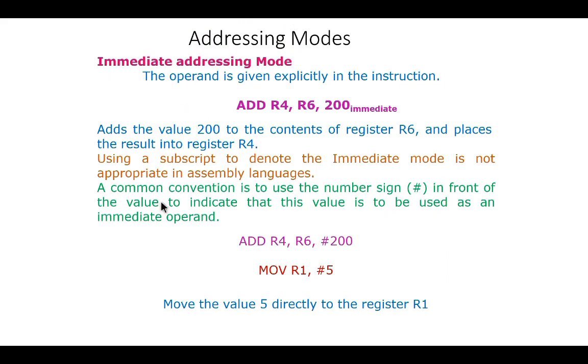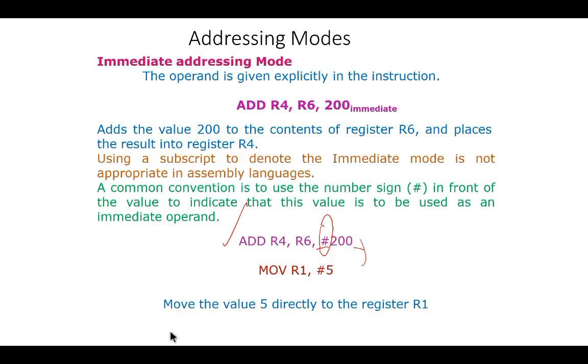Here, the immediate addressing mode is represented with the hash symbol in an instruction. For example, in this instruction we can directly say that it is an immediate addressing mode with the help of this hash symbol. The hash symbol says that it is an immediate addressing mode.